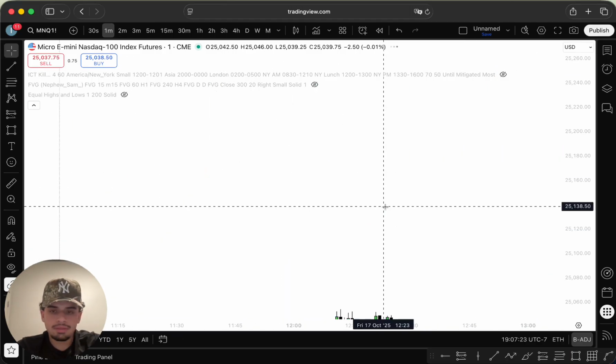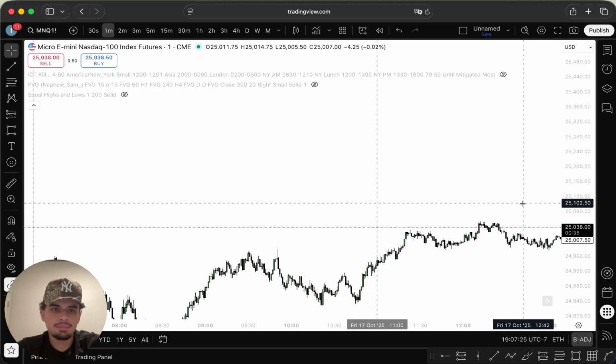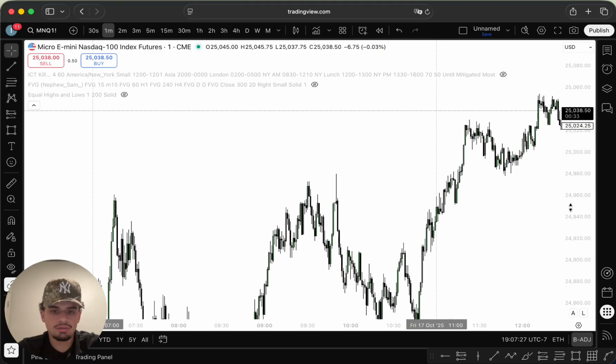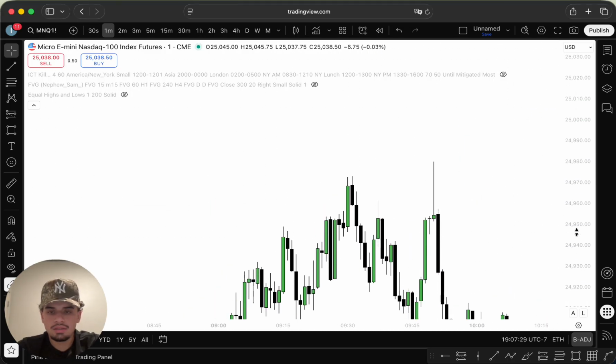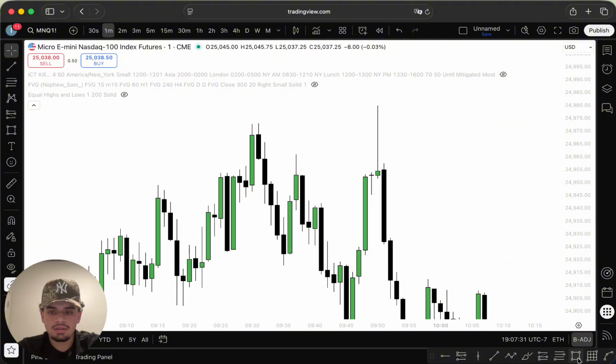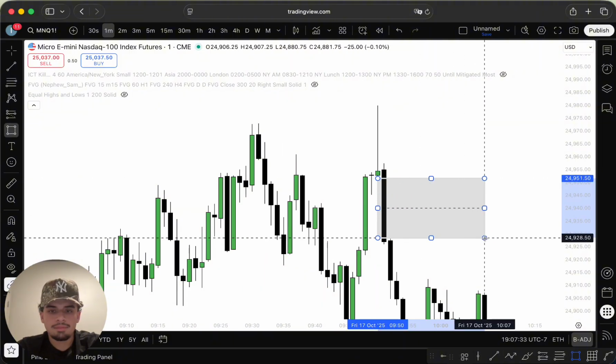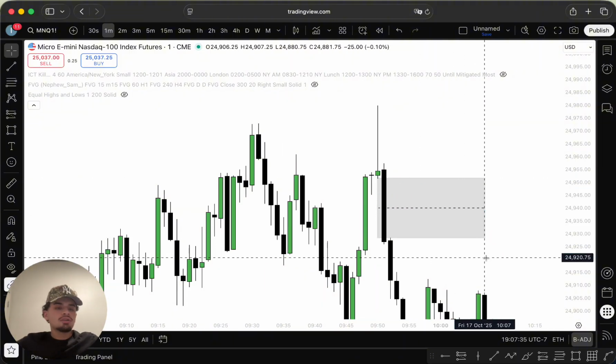Let's go in the 1-minute. Obviously, the 5-minute, 3-minute, and 2-minute have them all as well. This is a 1-minute gap. So, how do you use these gaps and why are they important?